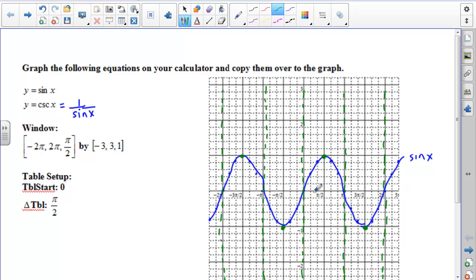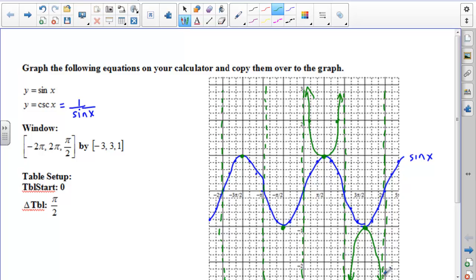The other really nice point that we have is right here, pi over 6, 1/2. What's the reciprocal of 1/2? It's 2. So that point and that point are also on the graph, because the sine of 5 pi over 6 is 1/2, and the reciprocal of that is 2. And so what happens is we get this graph that looks kind of like a parabola going off the top and off the bottom of our sine graphs.